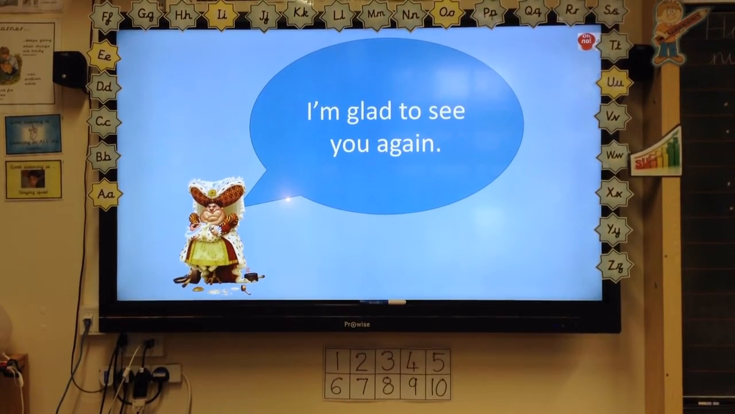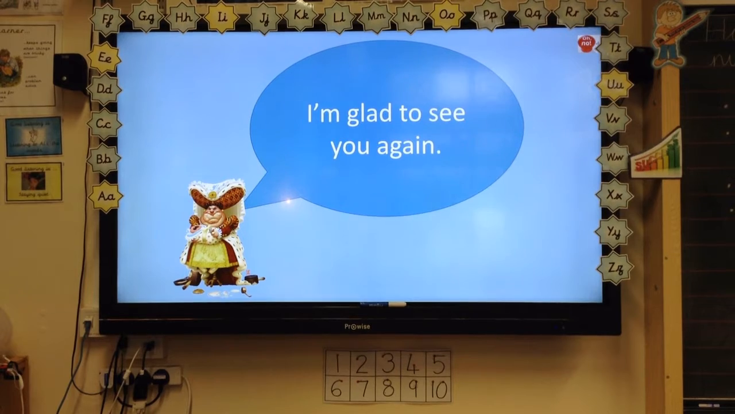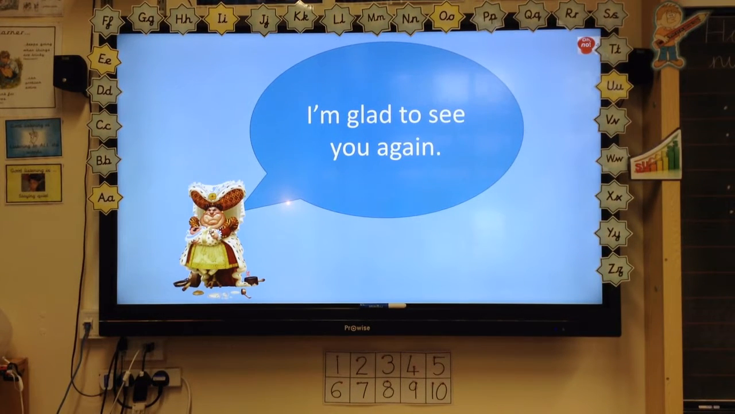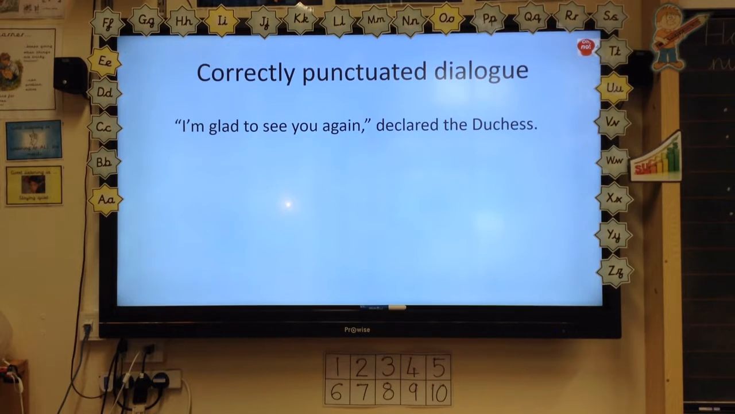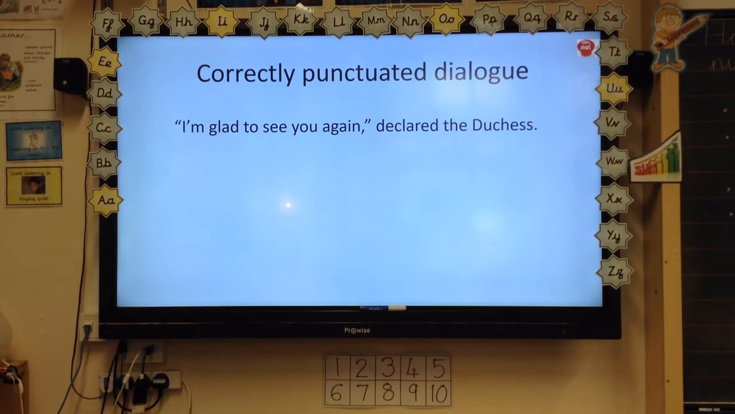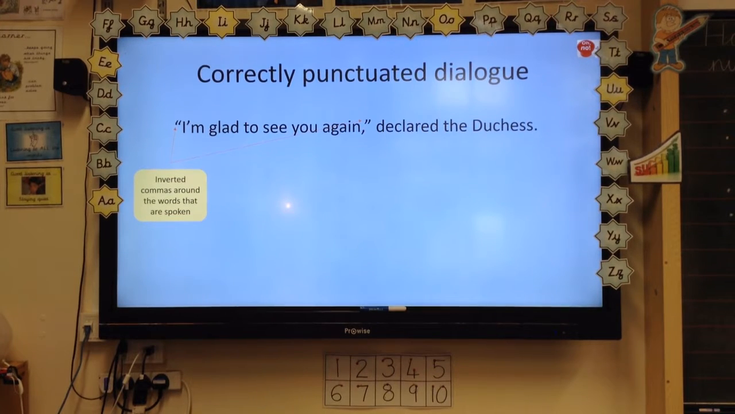In this chapter, when the Duchess sees Alice again, she says to Alice, "I'm glad to see you again." Now, if we were to write that as narrative, this is what we have to do. I've written the words that the Duchess has said. She said, "I'm glad to see you again." To show the reader that they are the words that the Duchess has spoken, I've had to use two pairs of inverted commas, one when she starts talking and one when she's finished. And you can see them here. So inverted commas, they go around the words that are spoken.